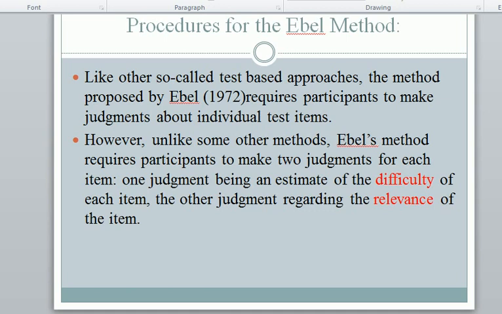In this method, Ebel combined two criteria in this method of standard setting, and the decision will be made on two criteria about each item. One is the item difficulty level and the other one is the relevance of the item.